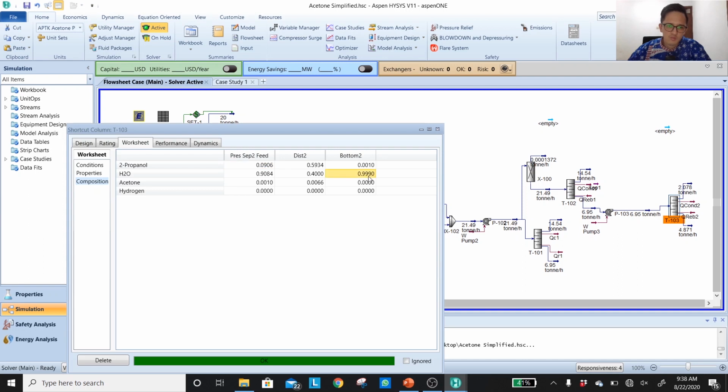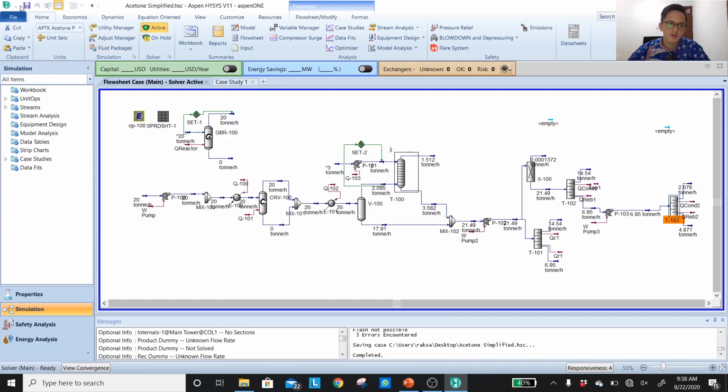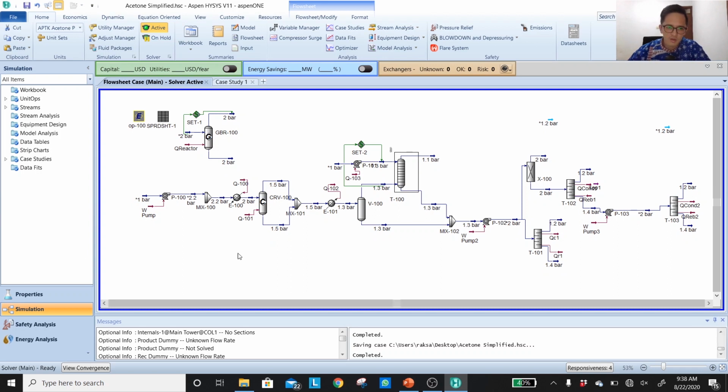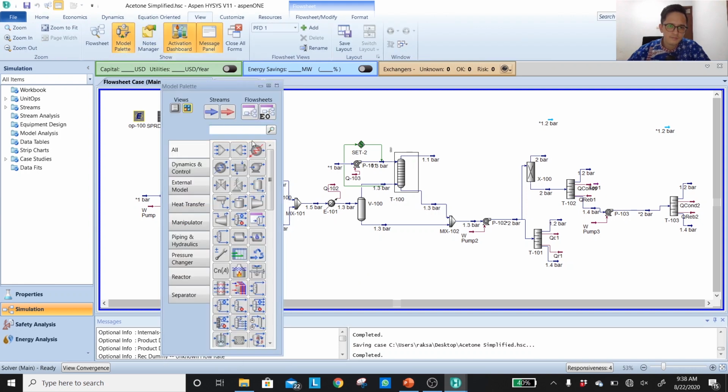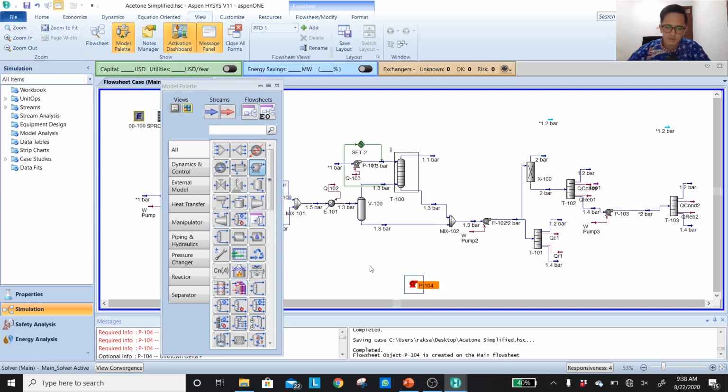Okay, I get my almost pure water to be sent to the wastewater treatment plant, and this is my recycle stream, where I will recycle the top of the column back into my system. I will save it, and then check the pressure: 1.2 bar, and I will send it back to 2.2 bar. That means I will have to add a pump. Where is the pump? Okay, I will have a pump and I will have a recycle stream.